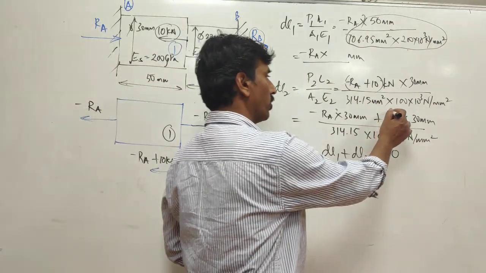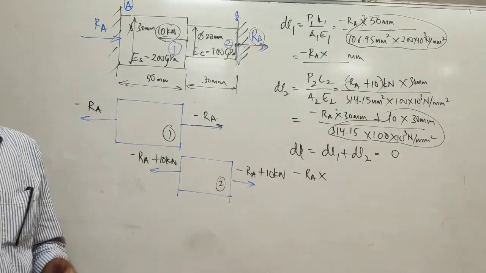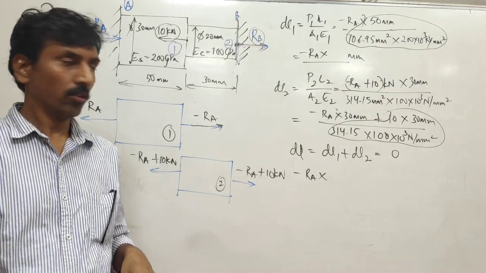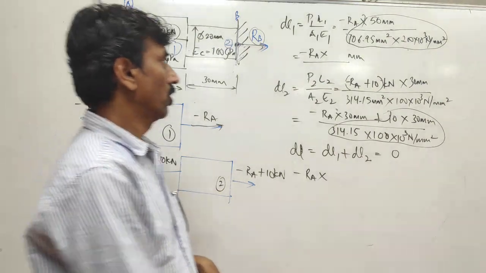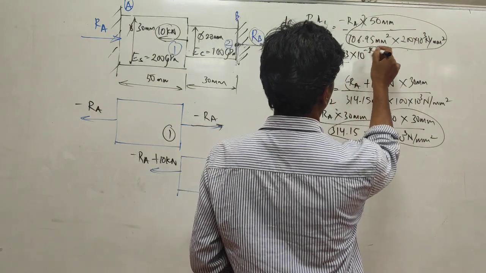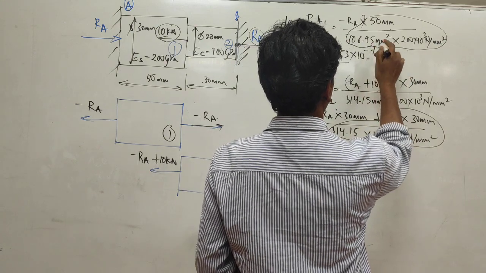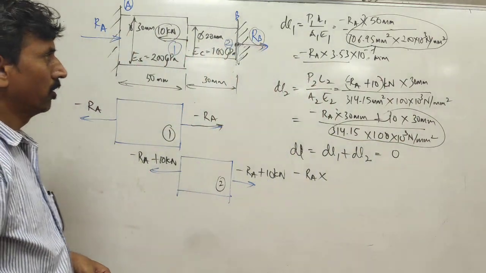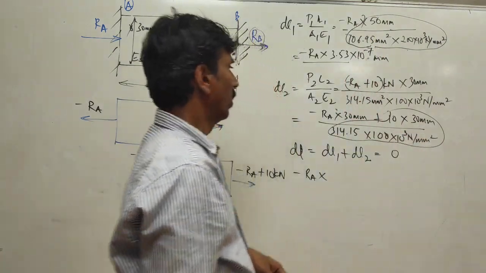So can you actually find out this number? The first one, I have given it to you. Sir, the first one is 3.53 into 10 power minus 7, 3.53 into 10 power minus 7 mm. Okay, minus 7 mm.